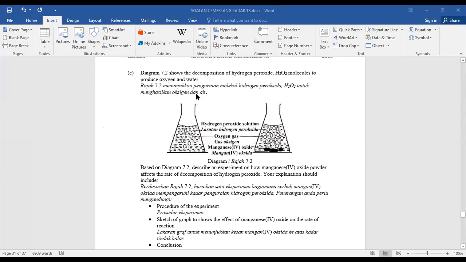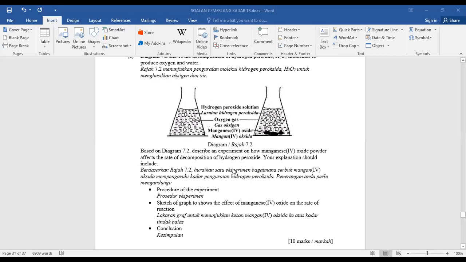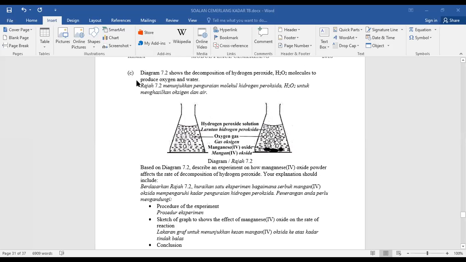So today we have already discussed until here. Now let's look at this part. The decomposition of hydrogen peroxide molecules to produce oxygen and water. Can you see in the diagram, they show you the manganese(IV) oxide. What is the function of the manganese(IV) oxide? We have already learned it in our last lesson, where it is acting as the catalyst. So now you are going to describe the experiment on how this manganese(IV) oxide affects the rate of reaction.